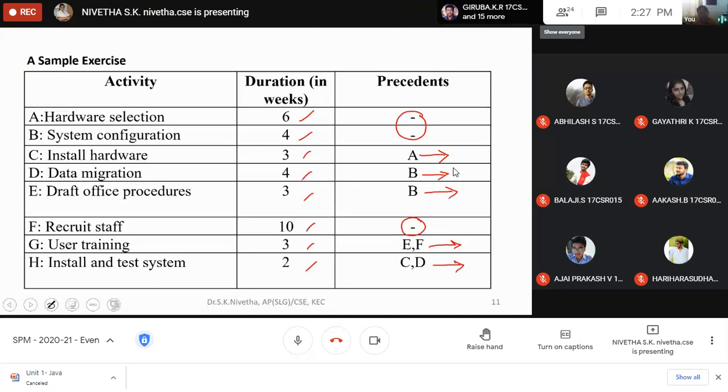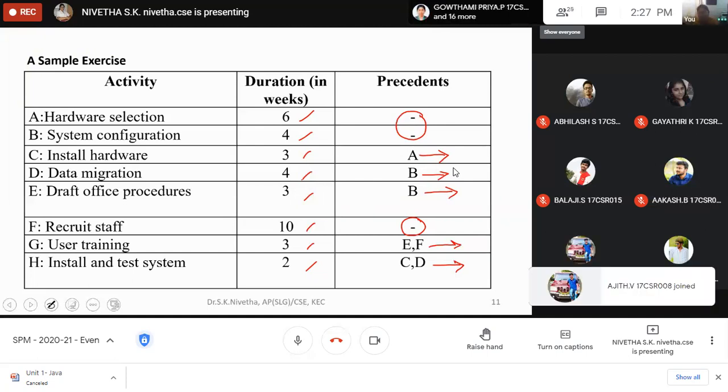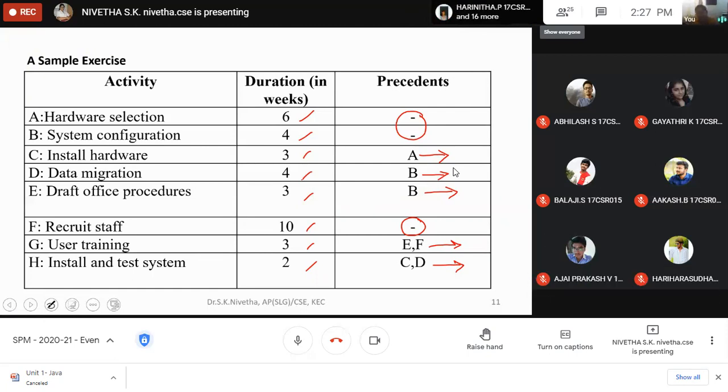So if a sample question is given like this, these are the list of activities. A to H are the list of activities in a project, and these are the durations, and these are the precedences for each of these activities. So if this input is given, how do we construct the precedence network, and how do we identify the sequencing and the schedule of each activity? And finally, we have to identify which is the critical path. Critical path means that activity should not be delayed. Without any delay, we should carefully complete that activity. So that is the idea. So how do we do that?